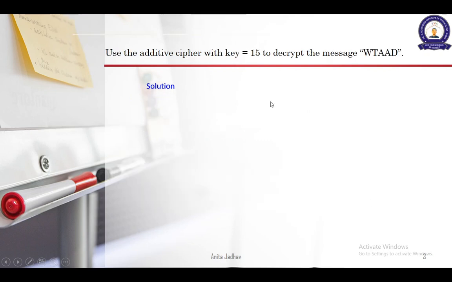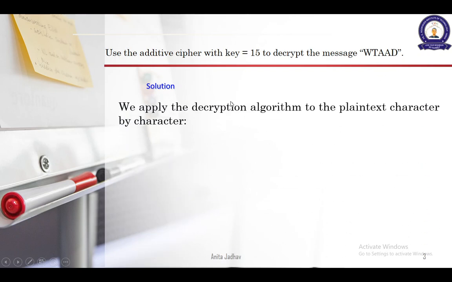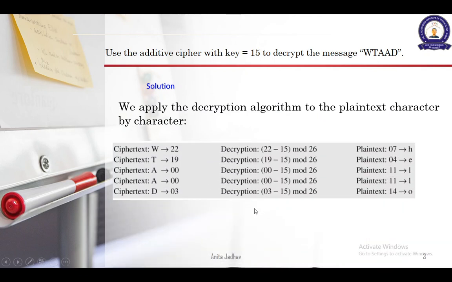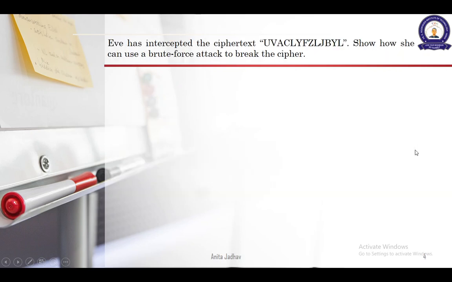Now one more example where it is written decrypt the message, and the key has been given. Same procedure for this: you will write down the numbers first, what that particular number indicates, and then you write the formula for decryption. It is written additive cipher, so in the decryption you should do minus. So you will write 22 minus 15 mod 26, you get the value 07, and then you indicate it with H.